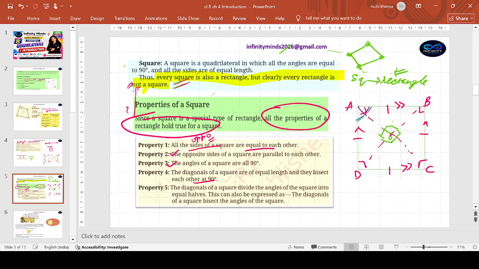bisects the corner angle A. Obviously this is 90, so 45, 45, and this is 45, 45. Diagonal BD bisects angle B, and angle D. The diagonal bisects its own angles from which they are arising. Okay, that's what property 5 is talking about.